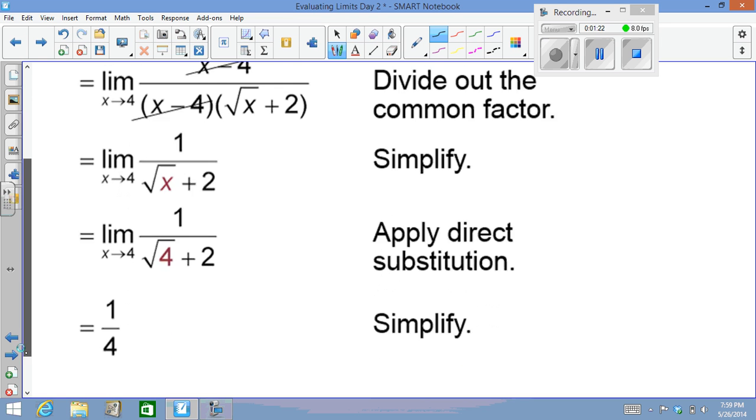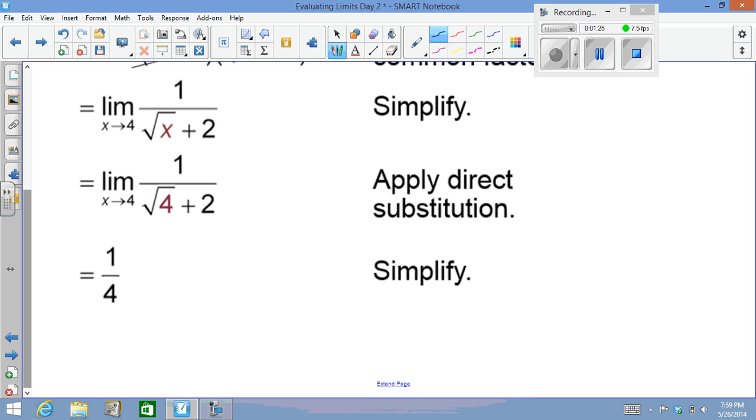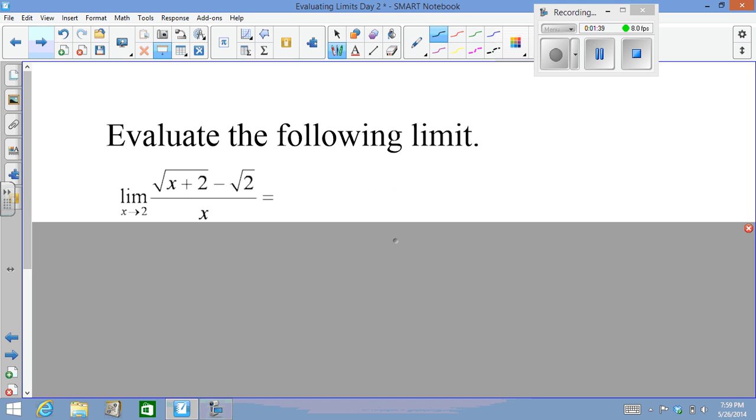When I do that, I evaluate my limit. I get the square root of 4, which is 2. So in the denominator, the denominator is just 4, so I end up with 1 over 4, which is my limit. And I've done that by rationalizing. The same problem is the same idea. This time it's a little bit more difficult.